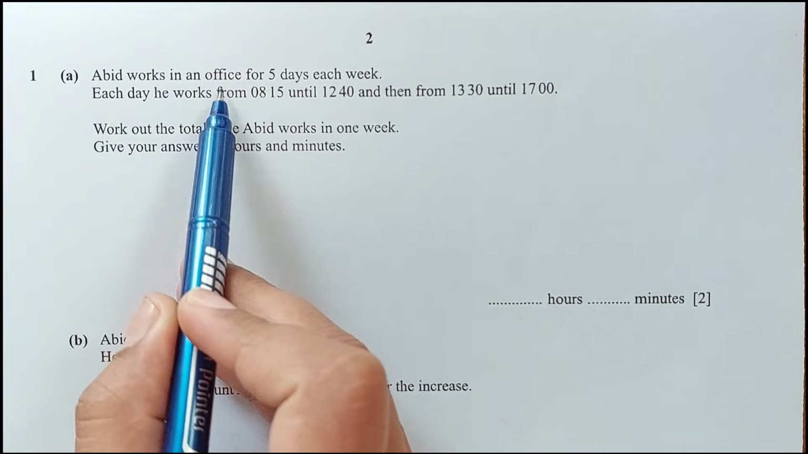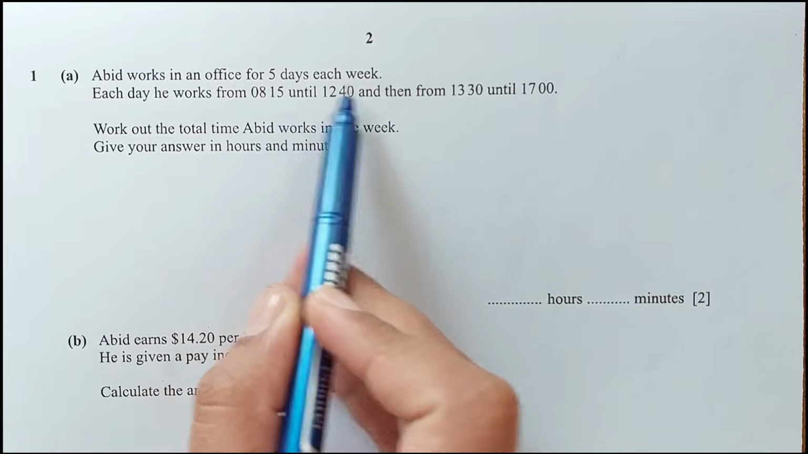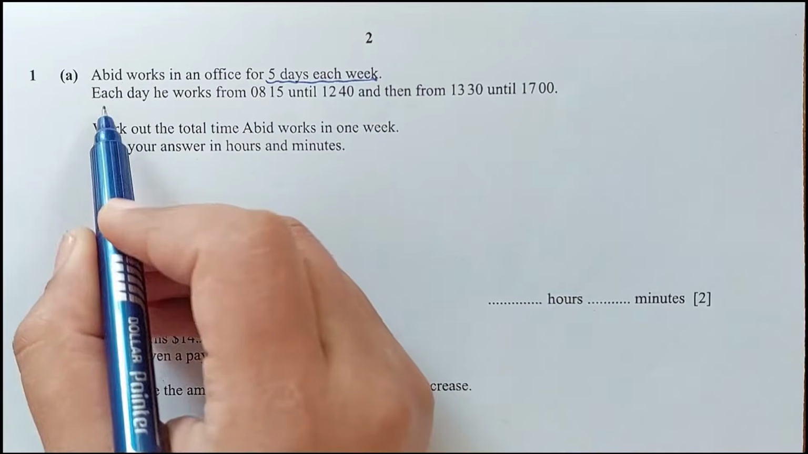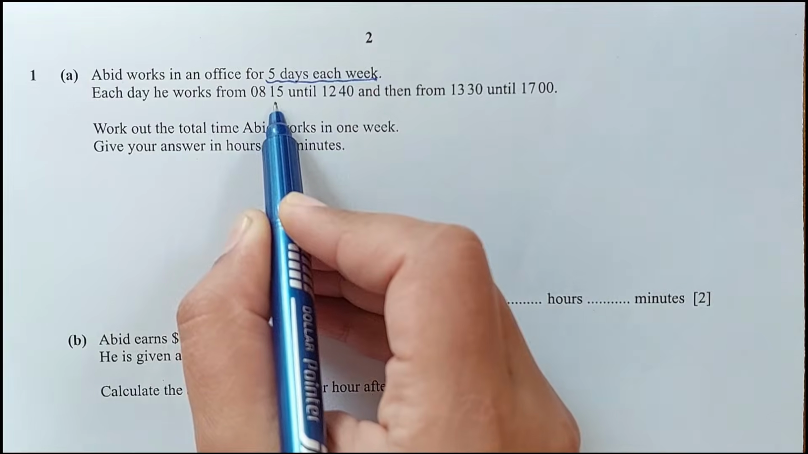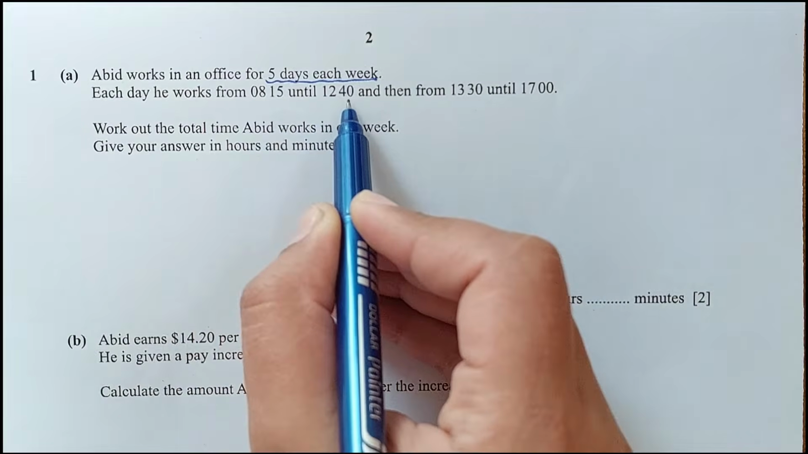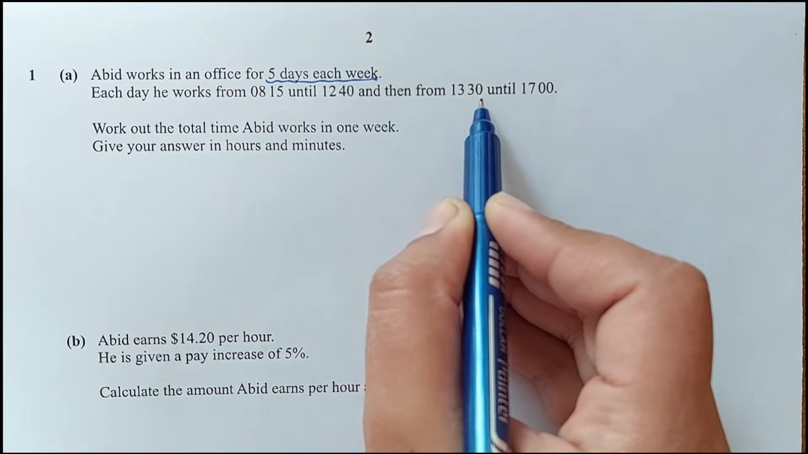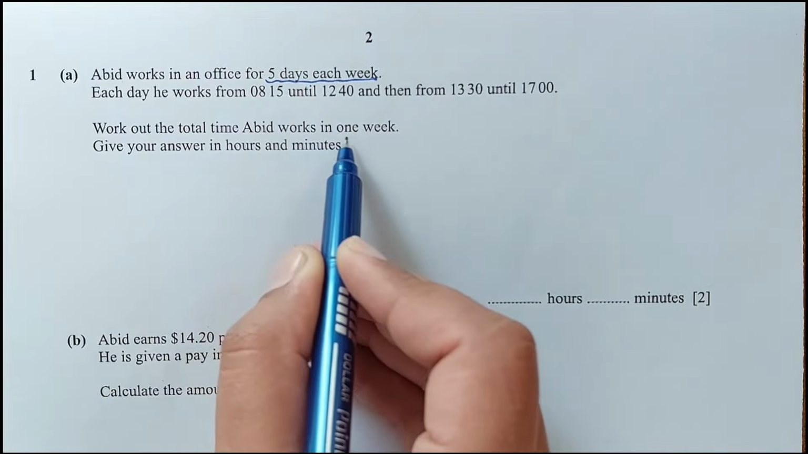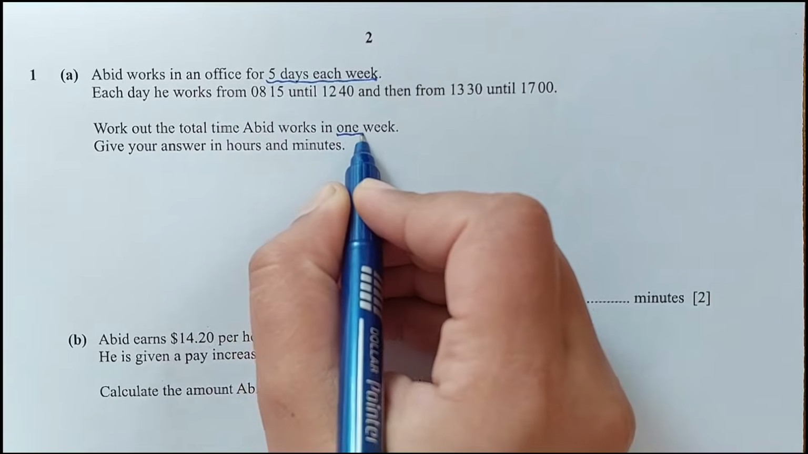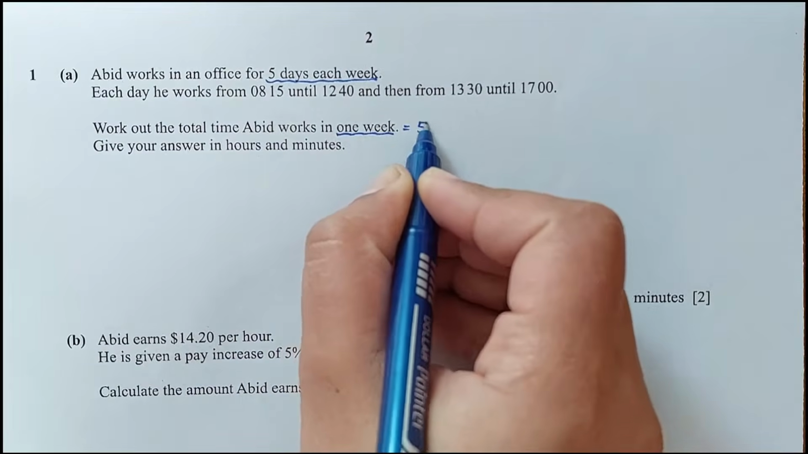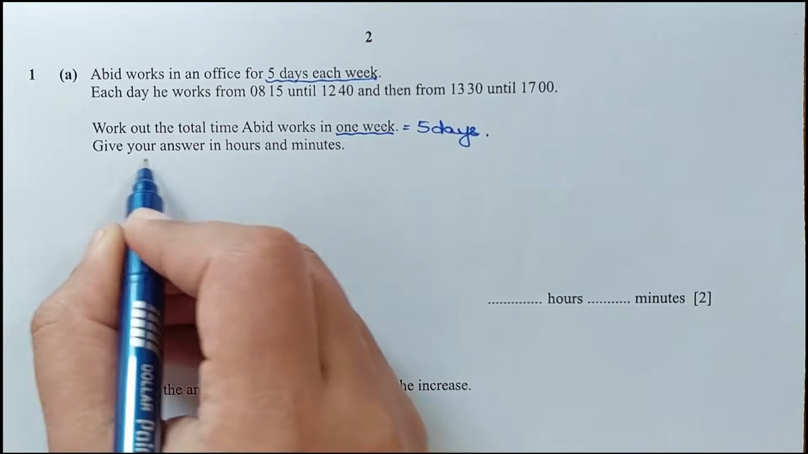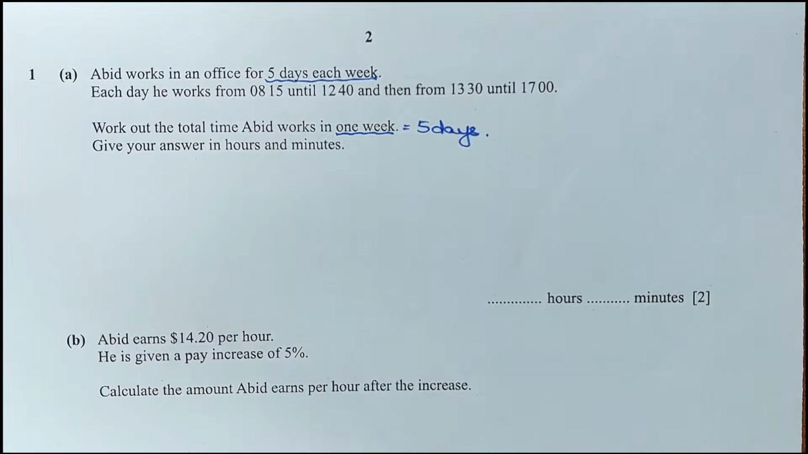Abid works in an office for 5 days each week. So in 1 week he works 5 days. Each day he works from 8:15 until 12:40 and then from 13:30 until 17:00. Work out the total time Abid works in 1 week. 1 week is equivalent to 5 days because he worked 5 days. Give your answer in hours and minutes.